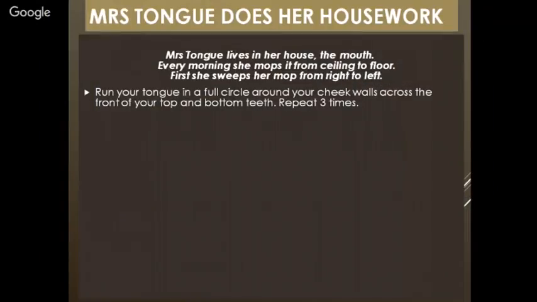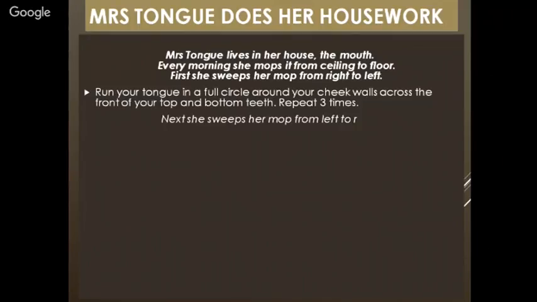Run your tongue in full circle around your cheek walls, across the front of your top and bottom teeth. Repeat 3 times. Now reverse. You'll feel the heat in your mouth. You are exercising and you'll feel it. Next, she sweeps her mop from left to right, right to left, and then left to right.